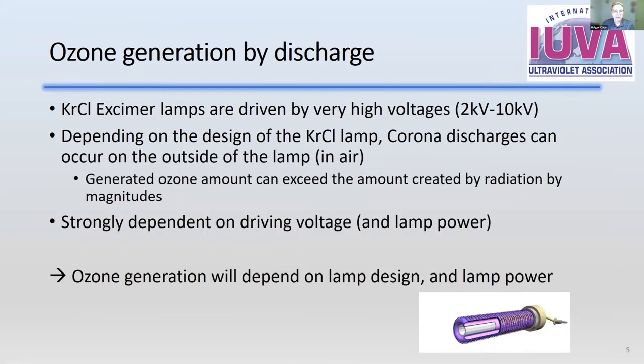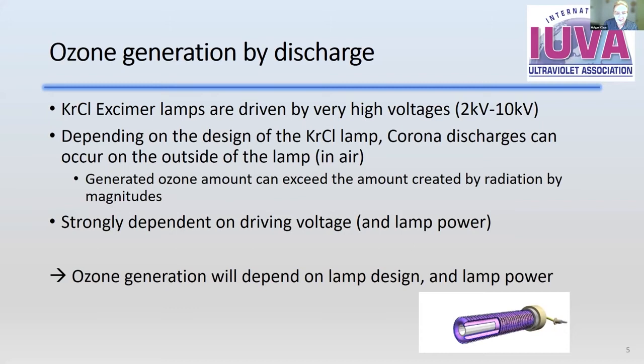More important in practical purposes seems to be the ozone generation by discharge. These lamps are excimer lamps. That means there are no electrodes inside, and the lamps are driven by very high voltages, typically somewhere between 2 kilovolt and 10 kilovolt, which are basically applied to the outside of a glass bulb. Then it depends how the lamp is built, how big the voltage is, what the power is. Little discharges can form on the outside of the lamp, so-called corona discharges.